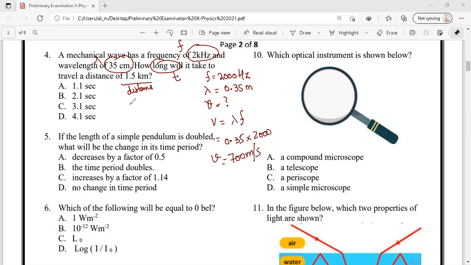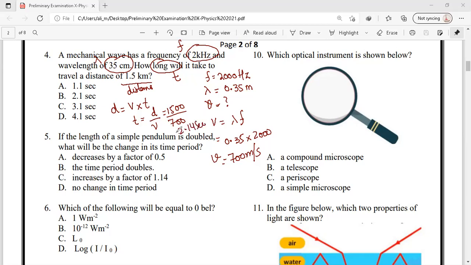And we have to find the time, and we are given the distance. So let's apply distance is equal to velocity multiplied by time. So the time will be equal to distance covered divided by velocity. So the distance is 1500 meters divided by velocity 700 meters per second. So let's divide 1500 by 700. So the correct answer is 2.14.